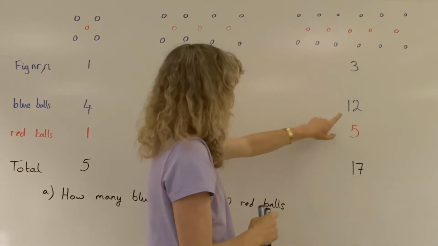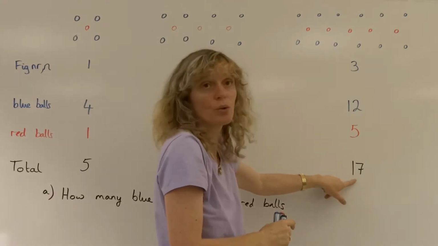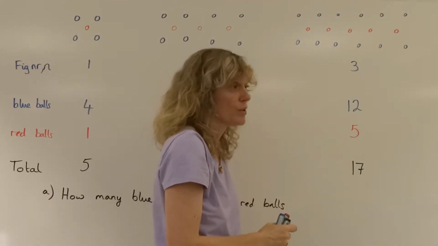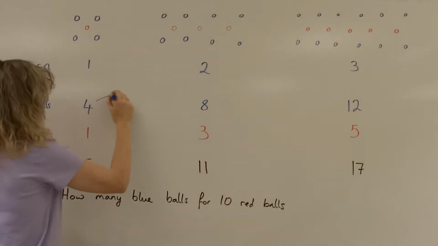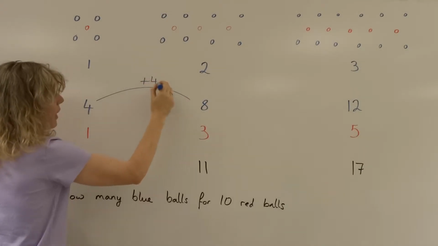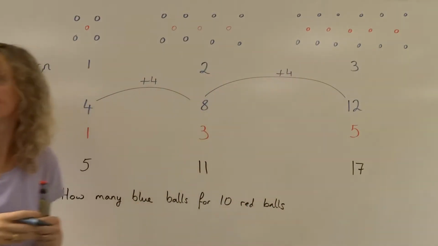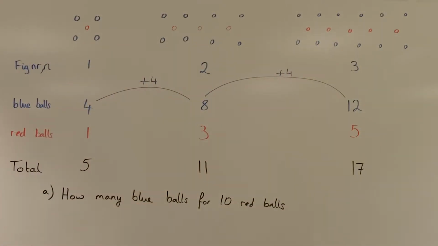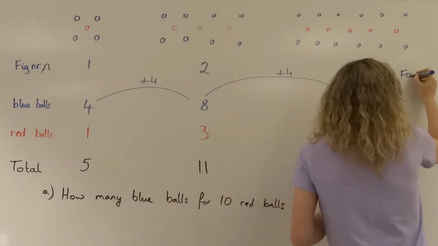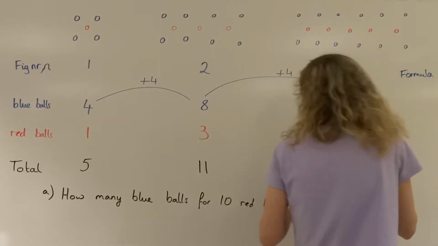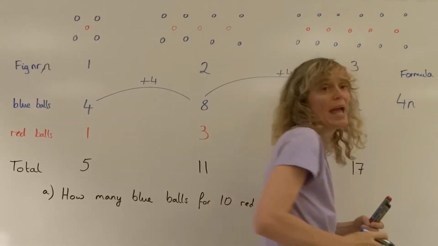So we see our pattern here. Figure number 3 had 12 blue balls, 5 red balls, and a total number of 17 balls. So if we look at the pattern of what's happening here, well, blue balls is increasing by 4 each time. So it's really easy to come up with a formula for blue balls. Because it's increasing by 4 each time, it's got to have 4n in it.